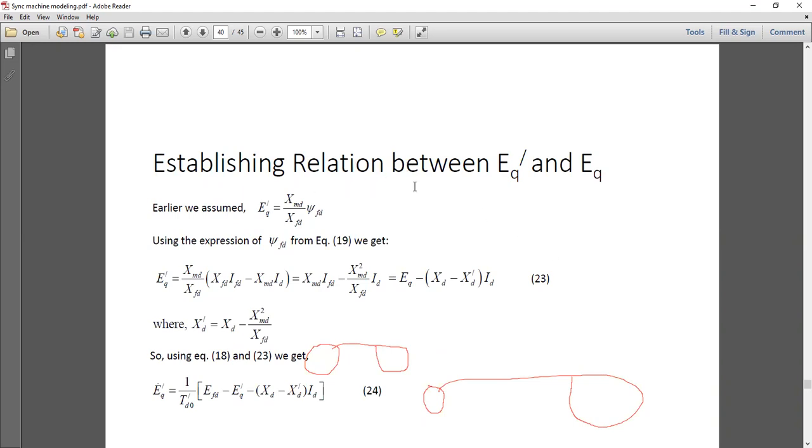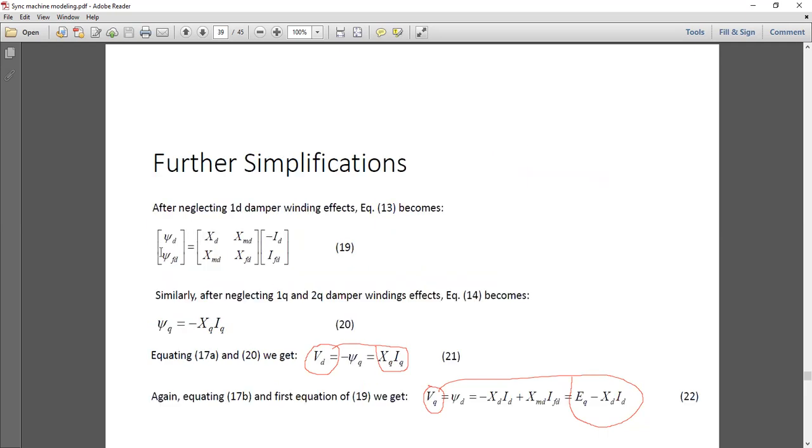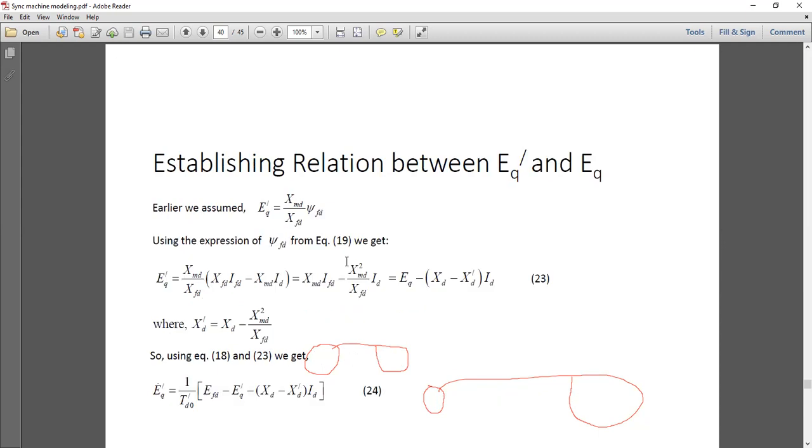Now we try to establish a relation between eq dash and eq, because they are the same q-axis voltages, but one is during the steady state and one during the transient state. So we try to relate them. We use some earlier assumption here. We earlier assumed this eq dash is xmd over xfd psi fd, and we use the expression of psi fd from 19. So you see this was unused, so we use it now. Psi fd is minus id xmd plus xfd ifd.